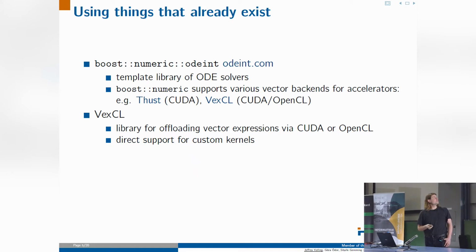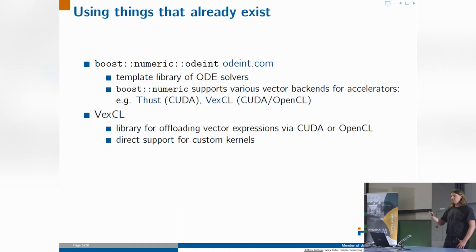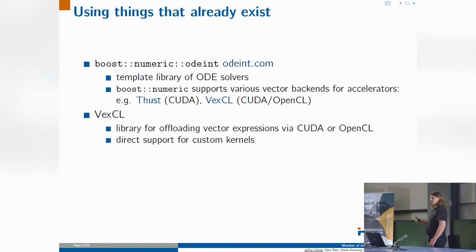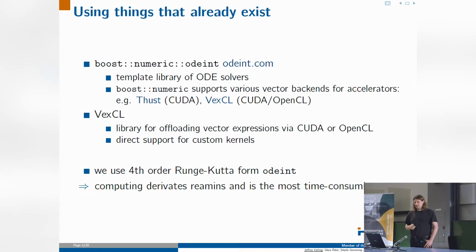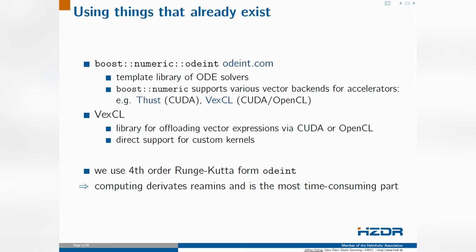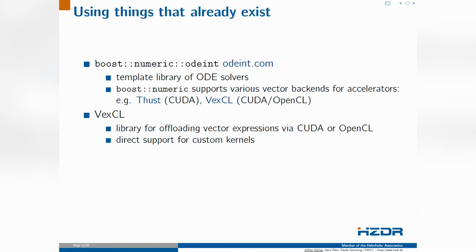VexCL is this library for offloading. It also directly supports custom kernels, so within the whole pattern of using VexCL as an abstraction for the device, you can also directly pass a custom kernel to the device, like writing a CUDA kernel, just without using CUDA C, but passing it through the VexCL API, which makes it nice to have the vectors and the custom parts in the same shape.